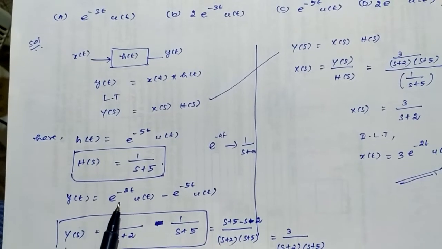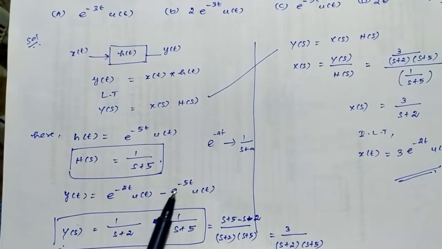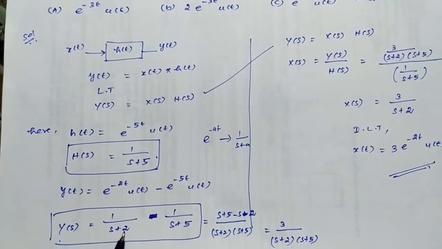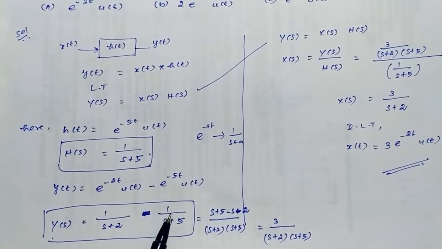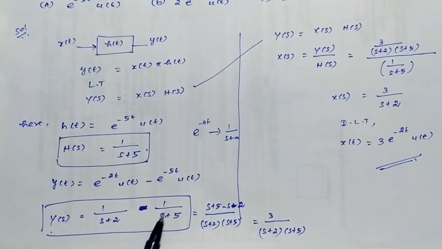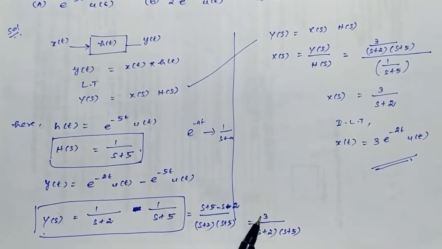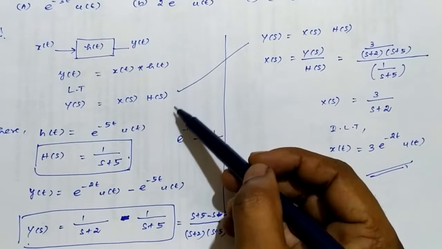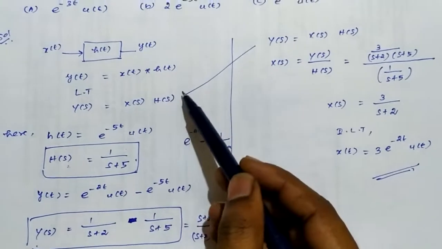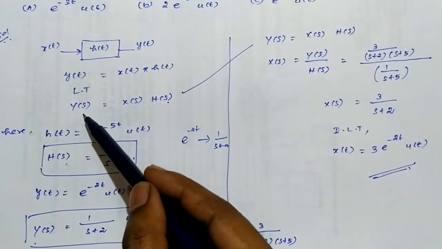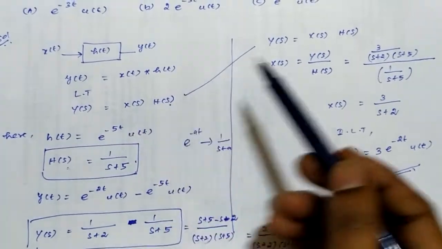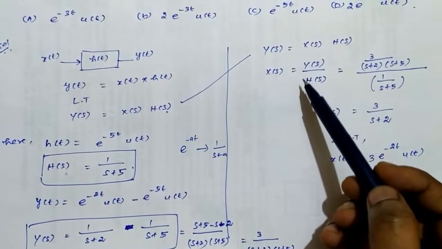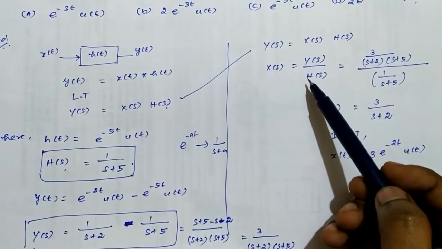Again, the output is given as e power minus 2t u of t minus e power minus 5t u of t. For this, the Laplace transform is 1 divided by s plus 2, minus 1 divided by s plus 5. When we take the LCM and simplify, we have the answer 3 over s plus 2 into s plus 5. So we have calculated H of s and Y of s. These values are given. From this we can write X of s equal to Y of s divided by H of s.